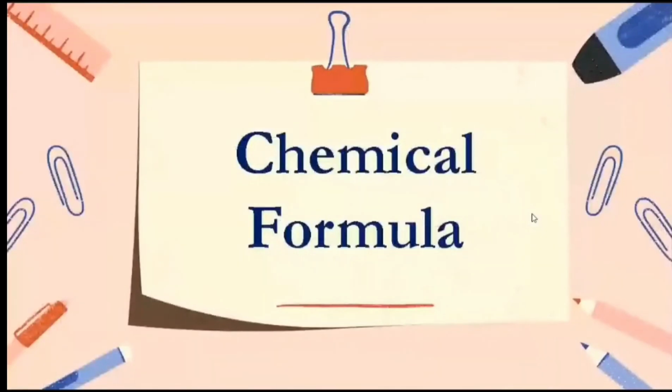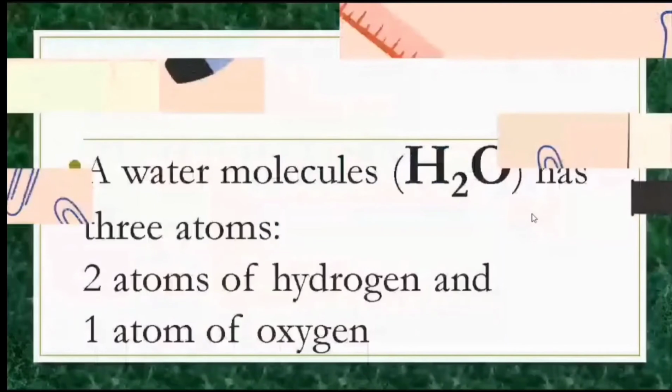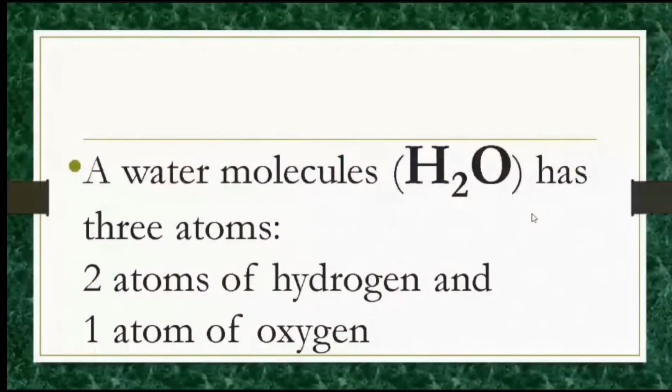Chemical formula. A compound is represented by a chemical formula. The chemical formula for water is H2O. H stands for hydrogen, O stands for oxygen, and the number 2 after hydrogen denotes the number of hydrogen atoms combined with oxygen. The water molecule has 3 atoms: 2 atoms of hydrogen and 1 atom of oxygen.